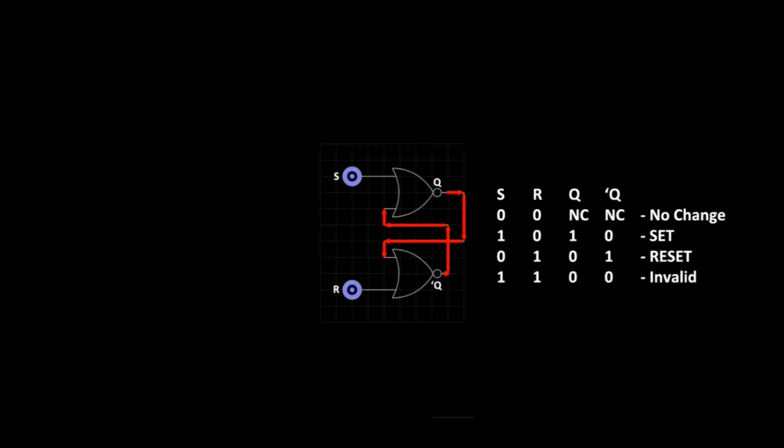If S is 1 and R is 1, the flip-flop will go into invalid condition. This is not used. We can't set and reset the device at the same time. We can now go over to the simulator and test the truth table to view the outputs.